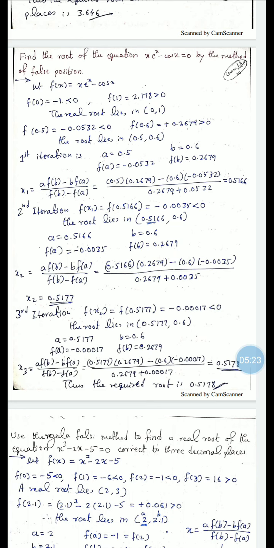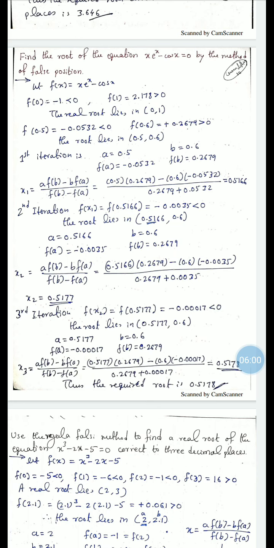Therefore first iteration, a is equal to 0.5, b is equal to 0.6, f of a is equal to minus 0.0832, f of b is equal to 0.2679. So put in the regula falsi formula, that is x1 is equal to a into f of b minus b into f of a divided by f of b minus f of a. So put a value, f of b value, minus b value, f of a value, divided by f of b minus f of a, we get x1 is equal to 0.5166.